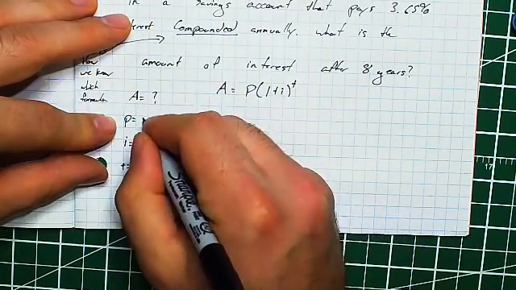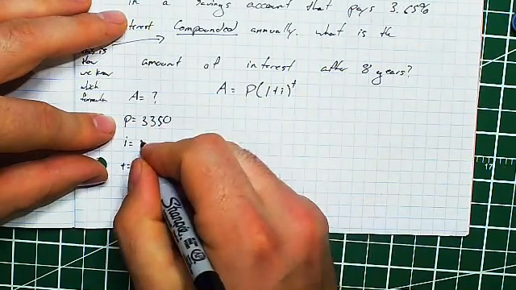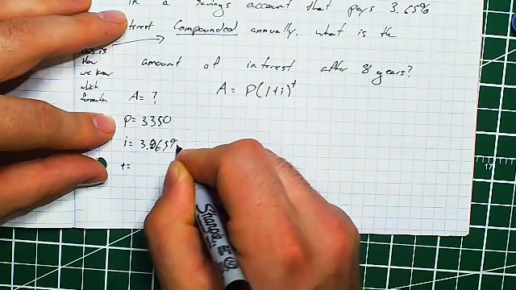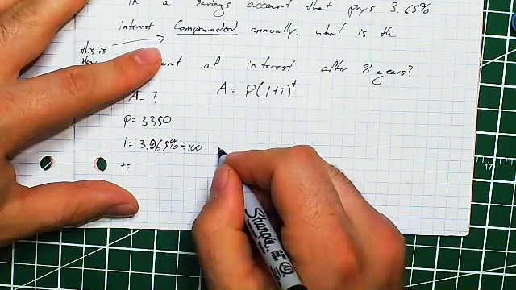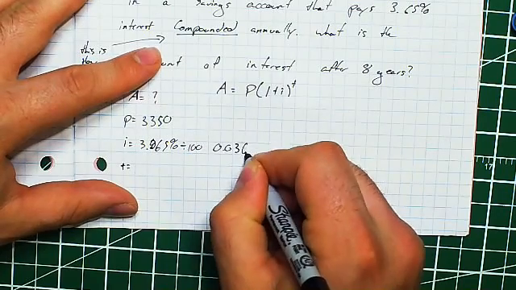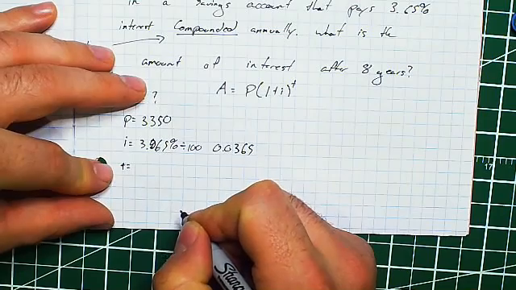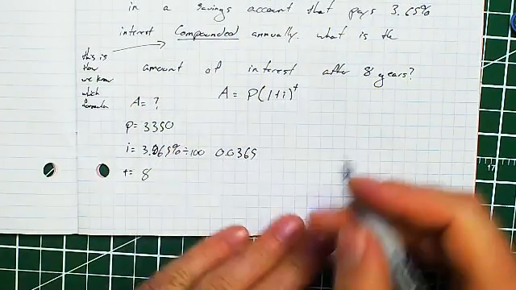We don't know the amount. We know that the principal is $3,350. The interest rate is 3.65%. So again, we want that as a decimal, so we're going to divide it by 100. So really it's 0.0365. And our time is going to be 8 years.